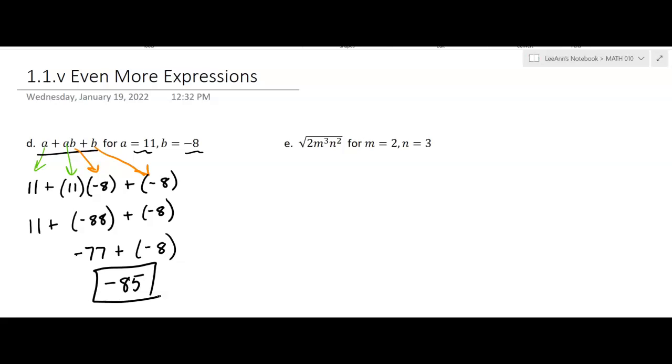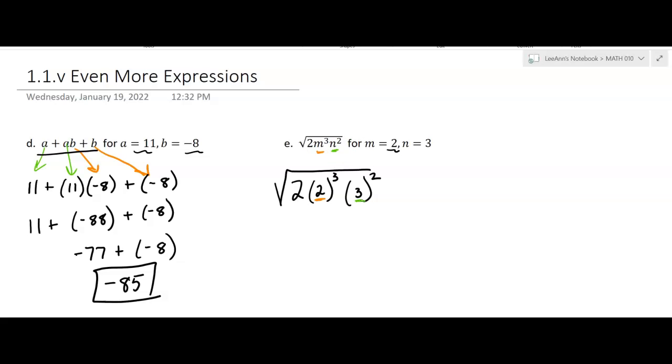All right, now we have a different expression here. It's the square root of 2. 2 is a constant, and then m is 2. So that's going to be 2 cubed, and then n is 3, and I'm squaring that. So I don't know, you might want to color coordinate it here. That's the m, and then this is the n. Everything else stayed the same.